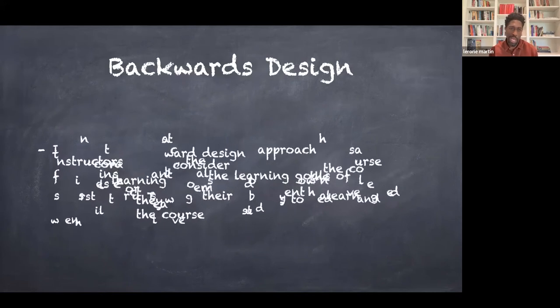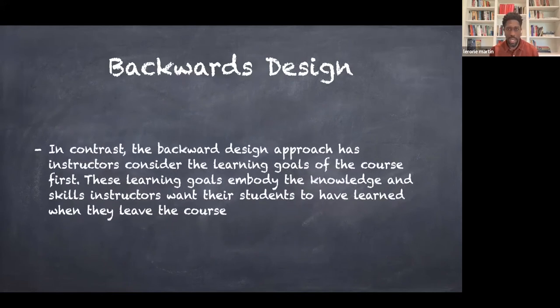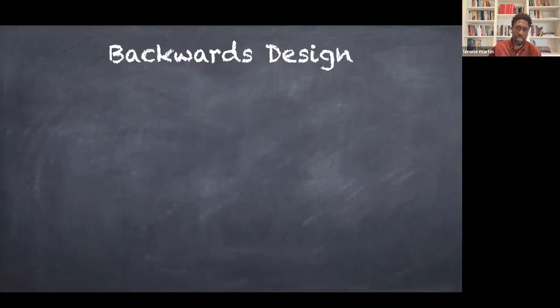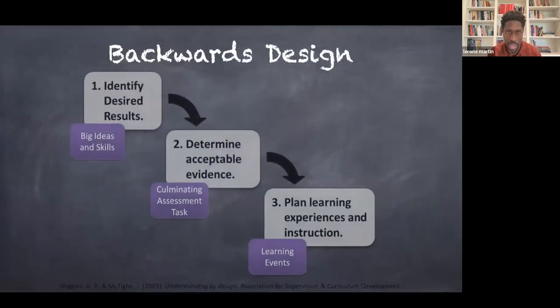So what backwards design argues then is that in contrast, the backwards design approach has instructors consider their learning goals of the course first. These learning goals embody the knowledge and skills instructors want their students to have learned when they leave the class. So when I was designing From Plato to Maya Angelou, I thought about what did I want the high school students to know when they leave the class? What do I want them to be able to do when they leave the class? So the major question for the course was, well, let me show this about backwards design first.